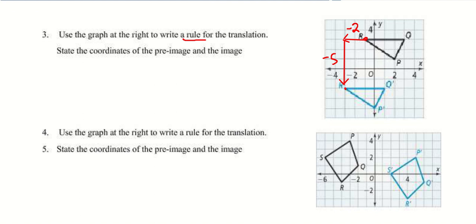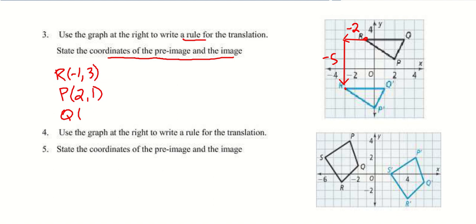Okay, so first we'll do the coordinates first so we can all be sure. So state the coordinates. So we're going to write R, we're going to read our graph. So it's 1 left, that's -1, up 3. Okay, P is over 2 to the right and up 1. And then Q is over 3 to the right and up 3. And then remember, we're doing an arrow over. Okay, and then we're doing R prime.